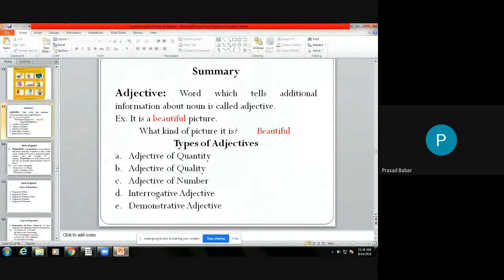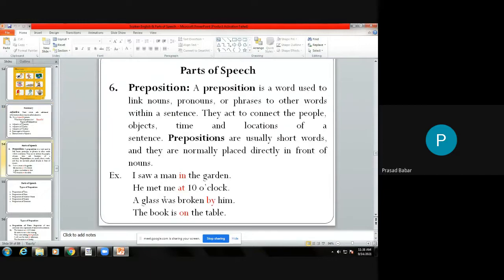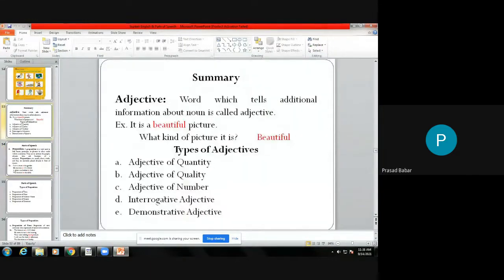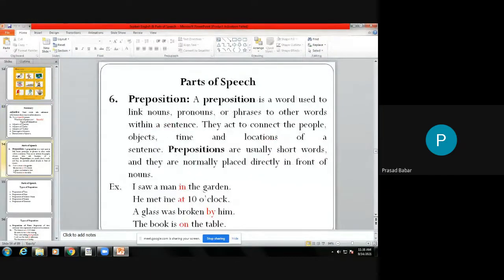Then it also has types, okay. Adjective has its types, and they are adjective of quality, quantity, number, interrogative adjective, and demonstrative adjective. So these are the different types of adjective, okay. So we have discussed in this lecture the types of adjectives. So let's see the next part of speech.